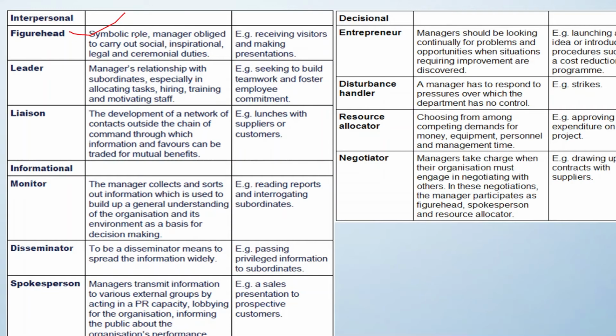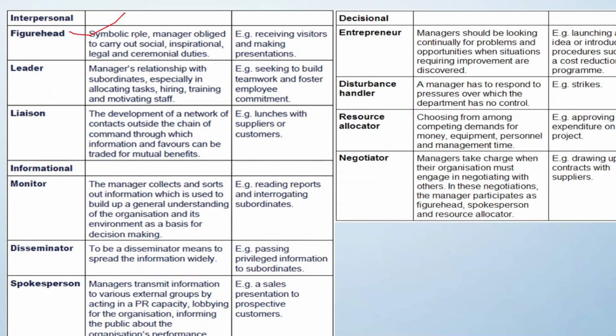Then leader. Leader role, manager's relationship with the subordinates, especially in allocating tasks, hiring, training, and motivating staff, like seeking to build teamwork and foster employee commitment. See, leader is the simple one. Everyone knows that. No need to elaborate much. So, how managers manage their relationship with the subordinate and how they allocate their task, hiring, training, motivating their staffs.